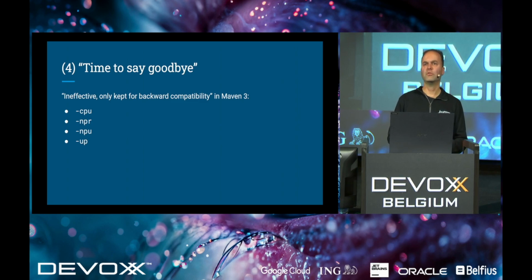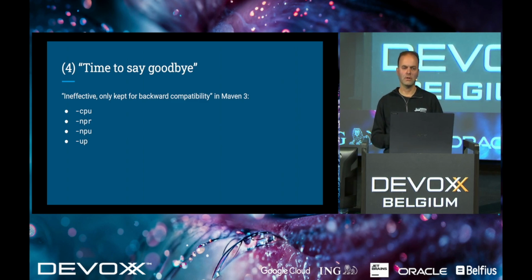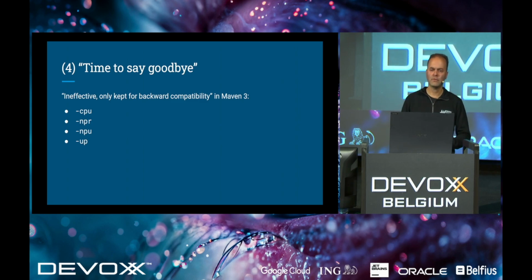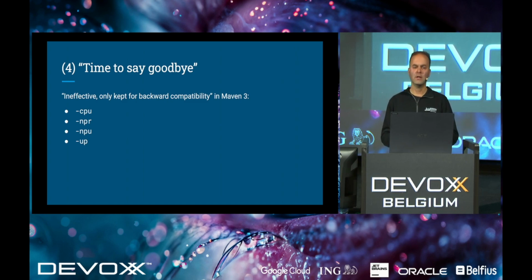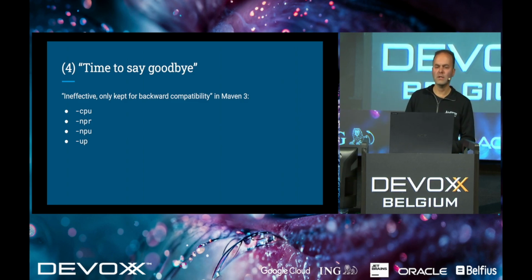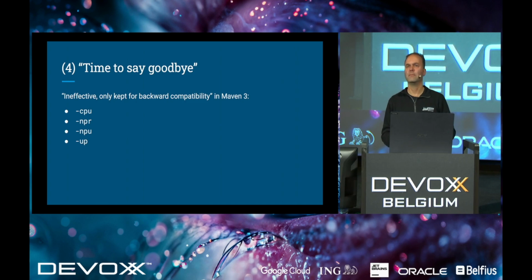It's also time to say goodbye to a few command line arguments. If you would ever have run Maven help with Maven 3, you would have noticed that there are 4 command line arguments which have a very interesting description: ineffective, only kept for backward compatibility. Well, I don't even know what they do. Apparently Maven itself doesn't even know what they do, except just sitting there.